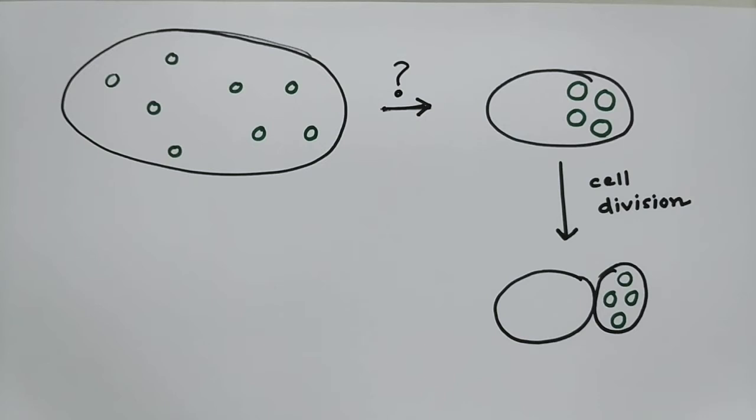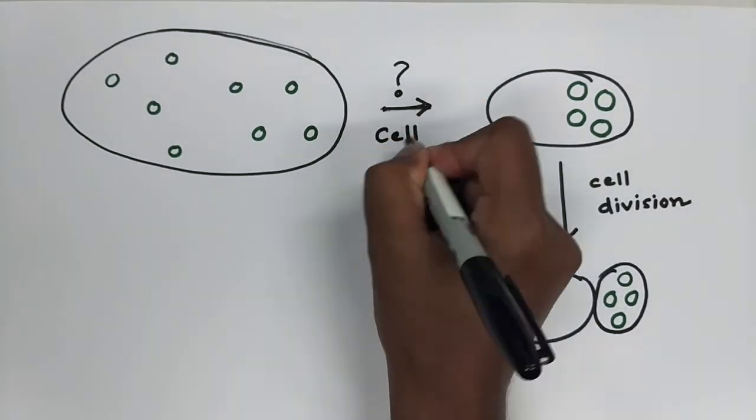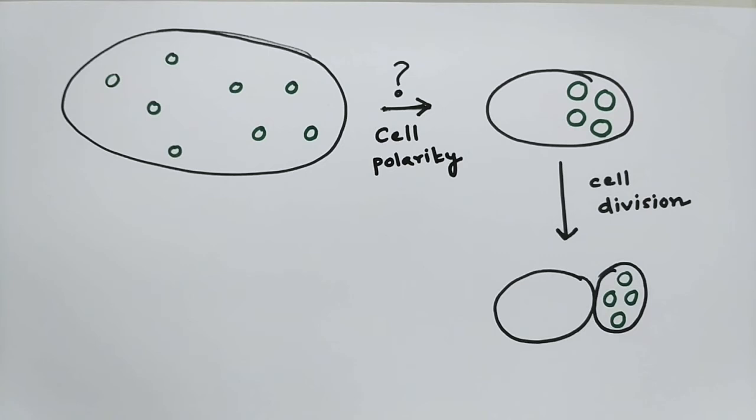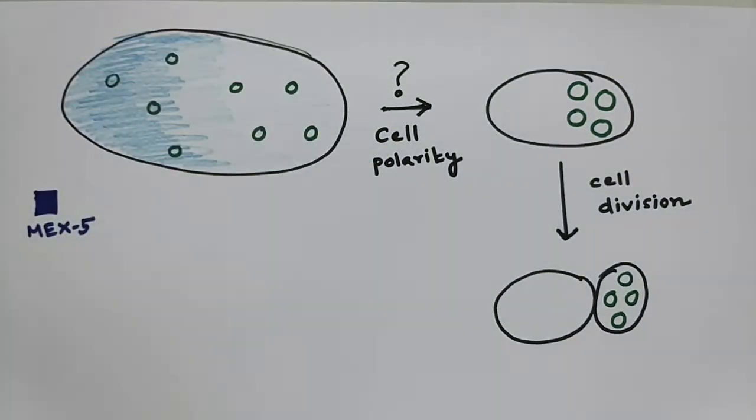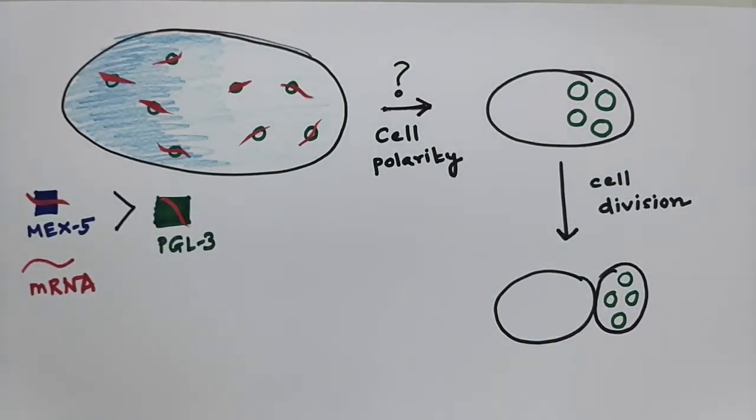How does this work? A clue came from earlier studies which showed that P granules segregate in response to signals from the cell polarity system. These signals generate concentration gradients of mRNA binding proteins like MEX5. We found MEX5 can bind to most mRNA molecules in the cell and does so more strongly than PGL3.